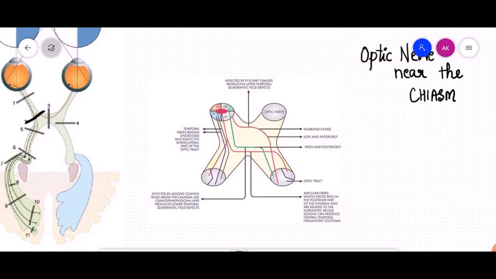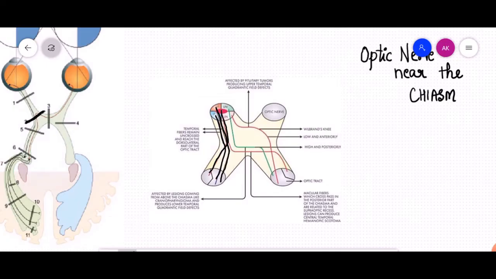As we already know, in the optic chiasm it is only the nasal fibers which are going to cross, and the temporal fibers do not cross and they are going to pass just like that. The same thing can be seen: the lower temporal fibers are passing uncrossed in the chiasm, the upper temporal fibers are also passing uncrossed in the optic chiasm, and even the macular fibers are going uncrossed in the optic chiasm.